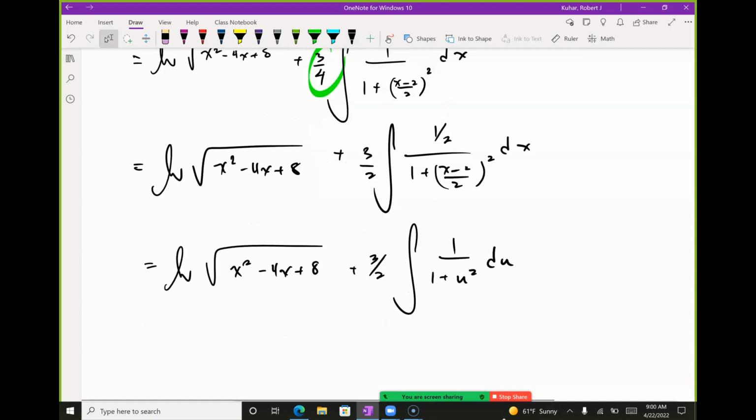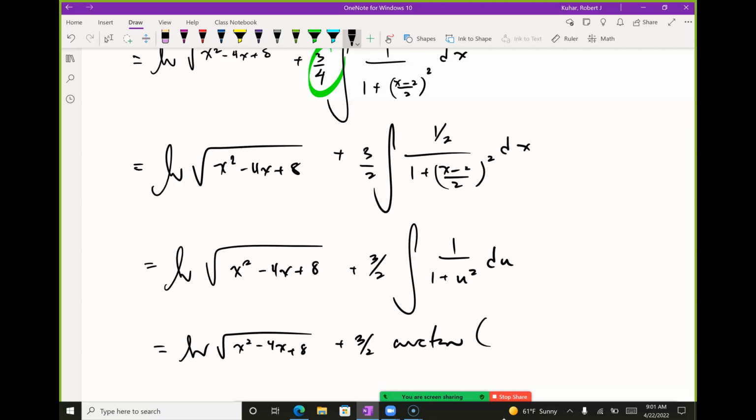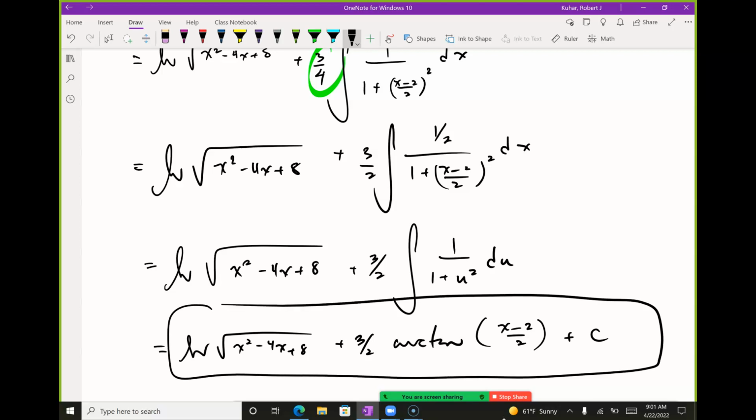So this is arctan. So I have the ln of the square root of x squared minus 4x plus 8, plus 3/2 of the arctan of u, which is x minus 2 all over 2, all plus c. And there it is, beast level. We'll do one more that's like angry beast level.